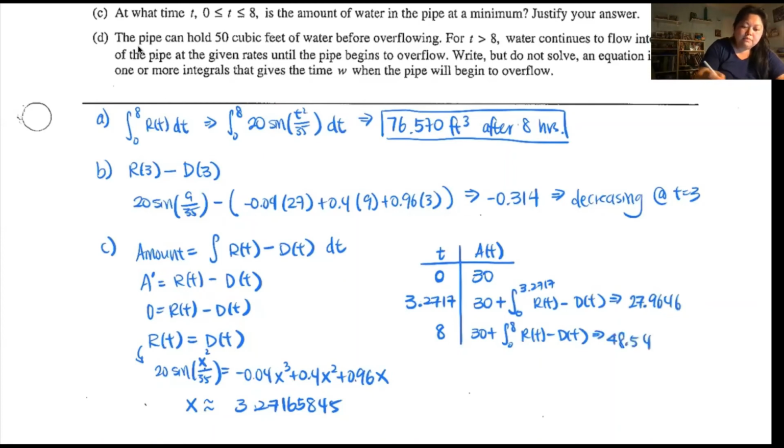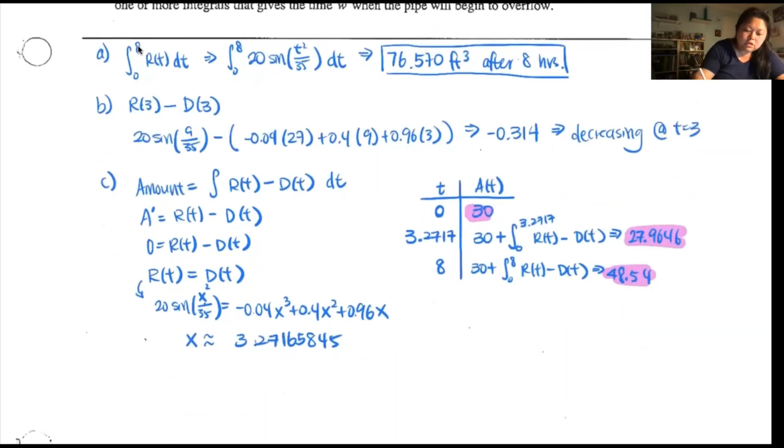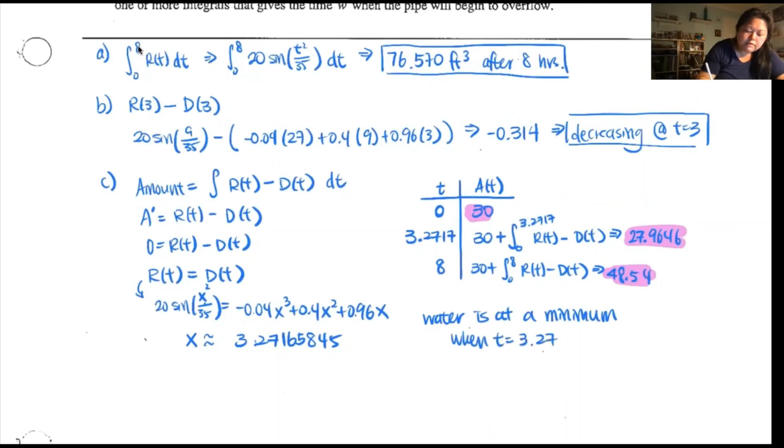And this should yield you 48.54. Because you're comparing these endpoints against this extrema you got, you will see this extrema is the lowest of all of them. So this is truly a minimum. Then make sure again you answer your question. Oh, I forgot to box my answer here. The water is at a minimum when t equals 3.272 hours. Remember, on the AP test, we want to round to 3 decimal places. Okay, so that would be my answer for part C.